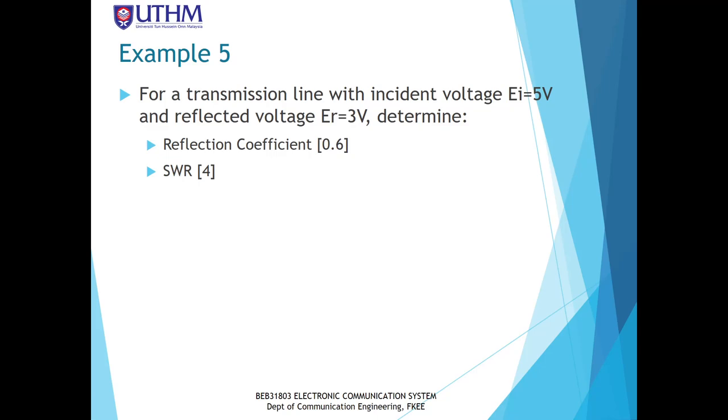Example 5. For a transmission line with an incident voltage EI of 5 volts and a reflected voltage of 3 volts, determine the reflection coefficient. The reflection coefficient is equal to reflected voltage over incident voltage, which is equal to 3 divided by 5 volts. So this is equal to 0.6. Okay, SWR.